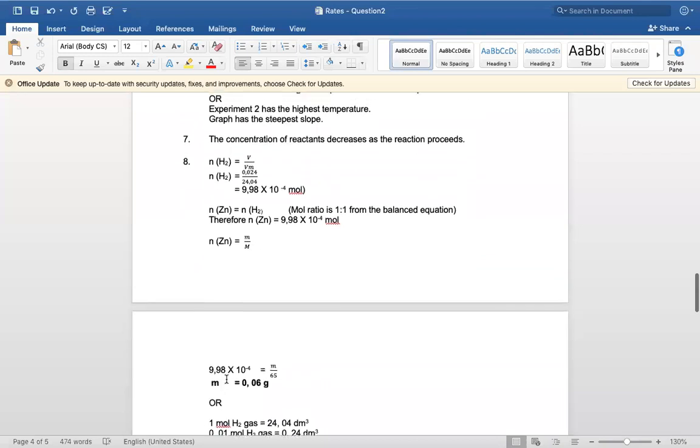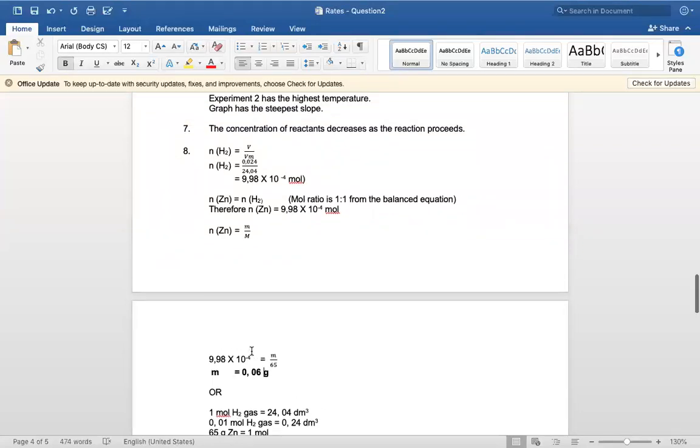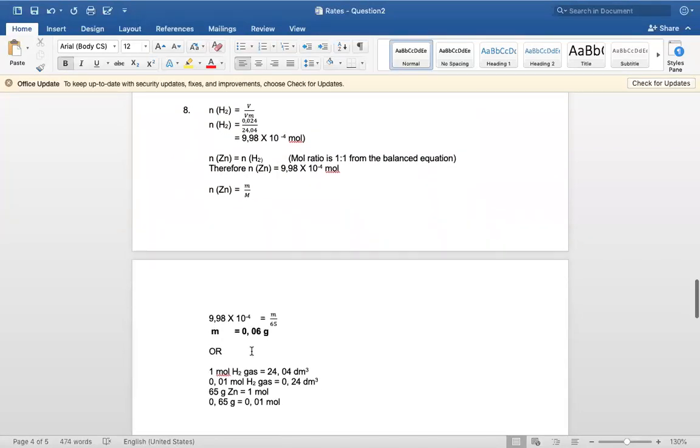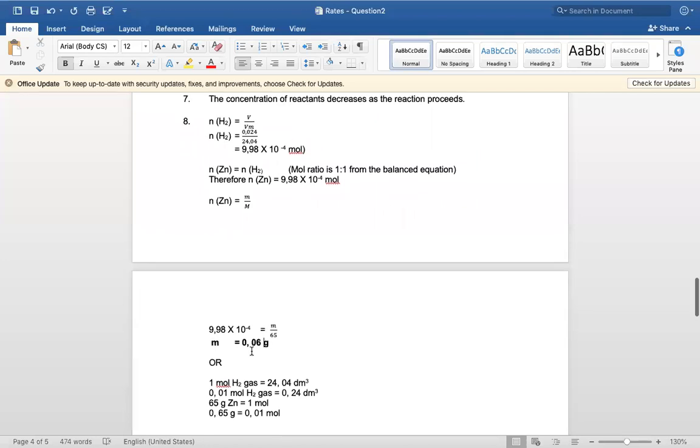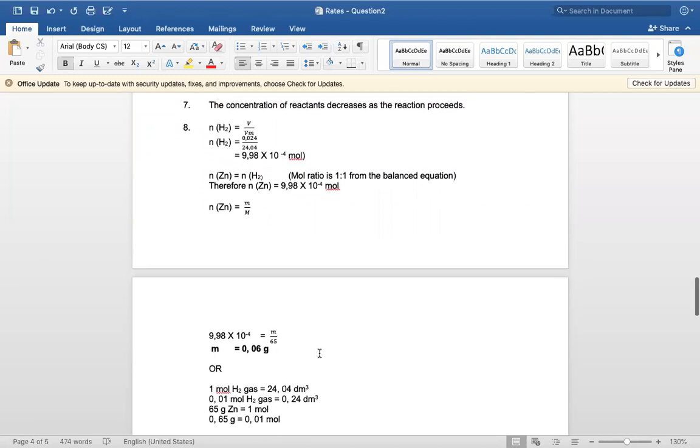0,06. Okay, they got a variation here. Let's just look at the variation. 1 mole of hydrogen is 24,04. Therefore, did they want 0,01 moles of hydrogen? 65 grams is 1 mole, so therefore 0,065. You can check this on your own time, right? There may be a mistake there somewhere.